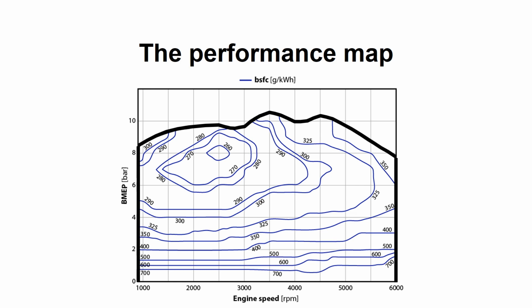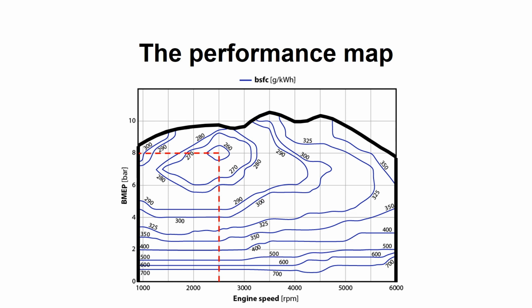These kinds of plots are very useful to describe how an engine can or should be operated. For instance, if fuel consumption is the important parameter, you would like to operate the engine in a point with as low BSFC as possible. In this case, you can see a small area at 8 bar and 2,500 revolutions per minute, where the specific fuel consumption is below 260 grams per kilowatt hour. So this is where you would like to run the engine.